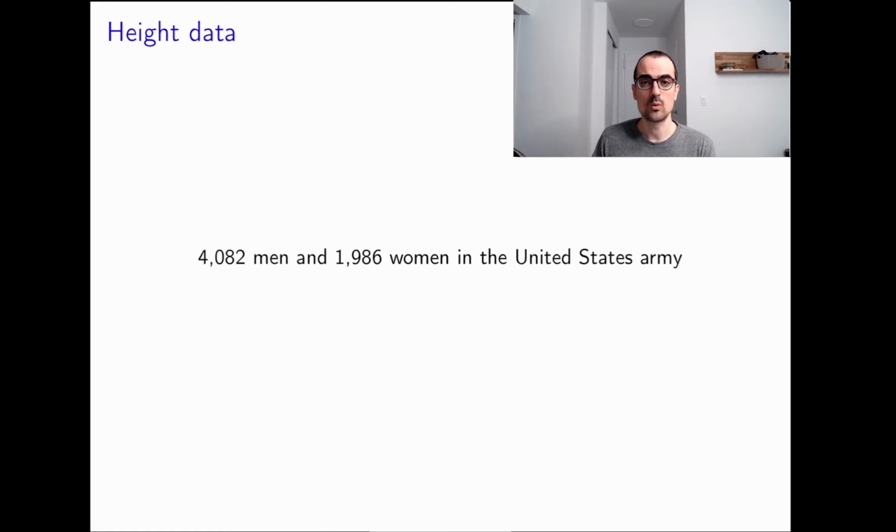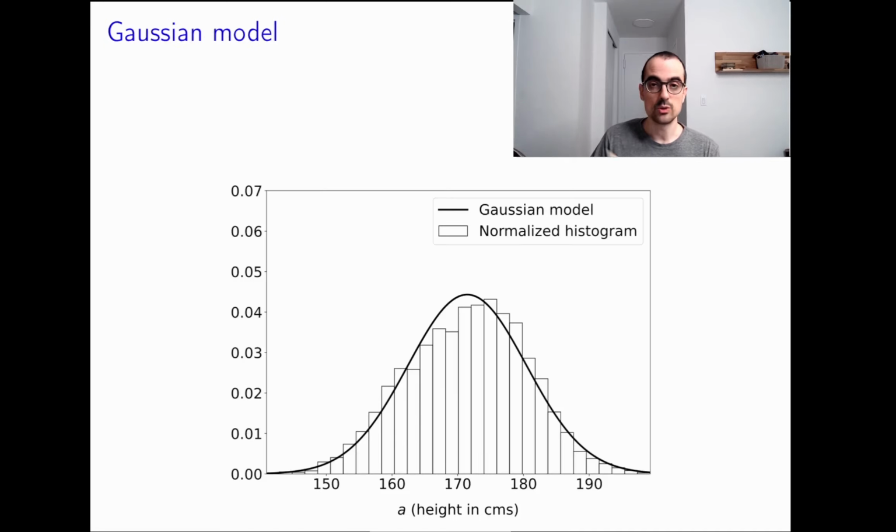Okay, so now we're going to talk about Gaussian mixture models. In order to motivate this, we're going to look at a different data set from the one I just showed you, which has data from about 4,000 men and 2,000 women from the US Army. And now we're going to fit a Gaussian to their heights.